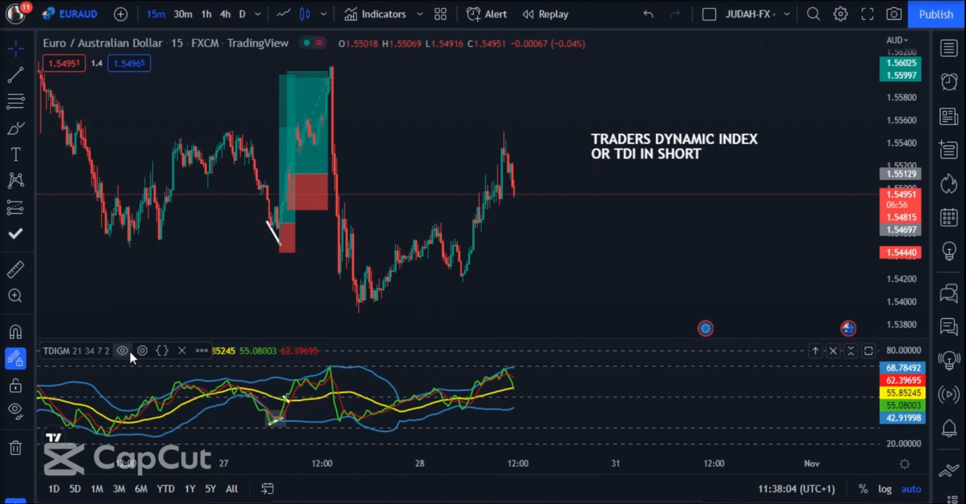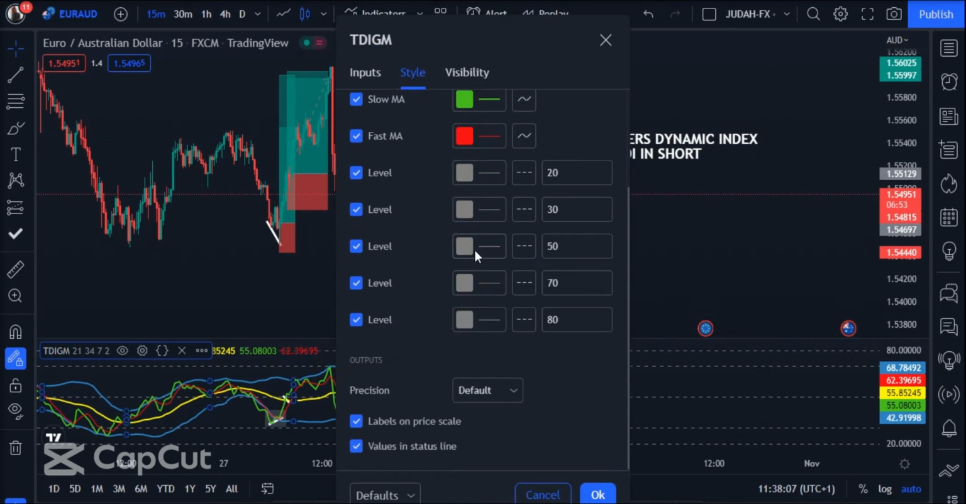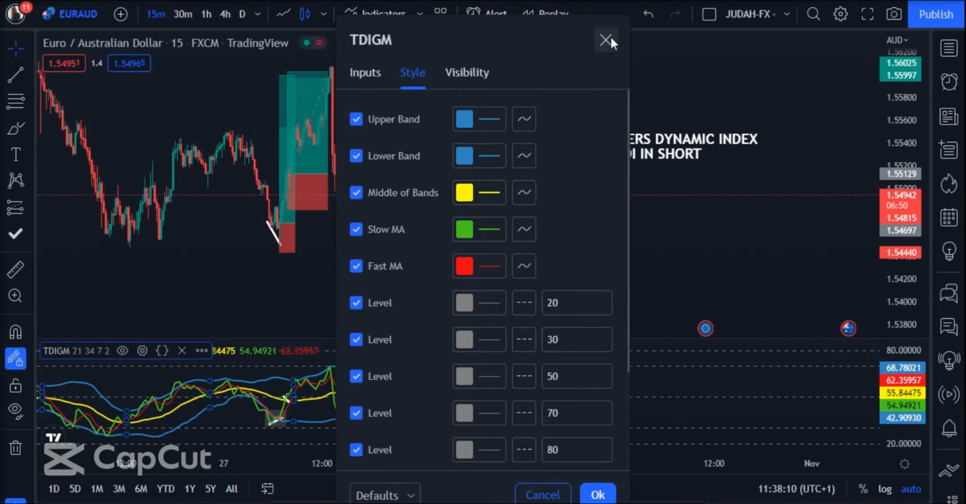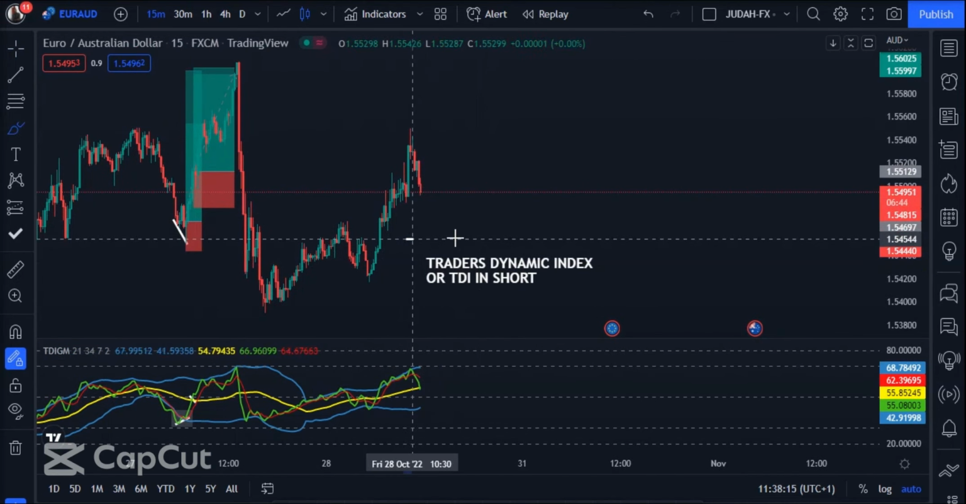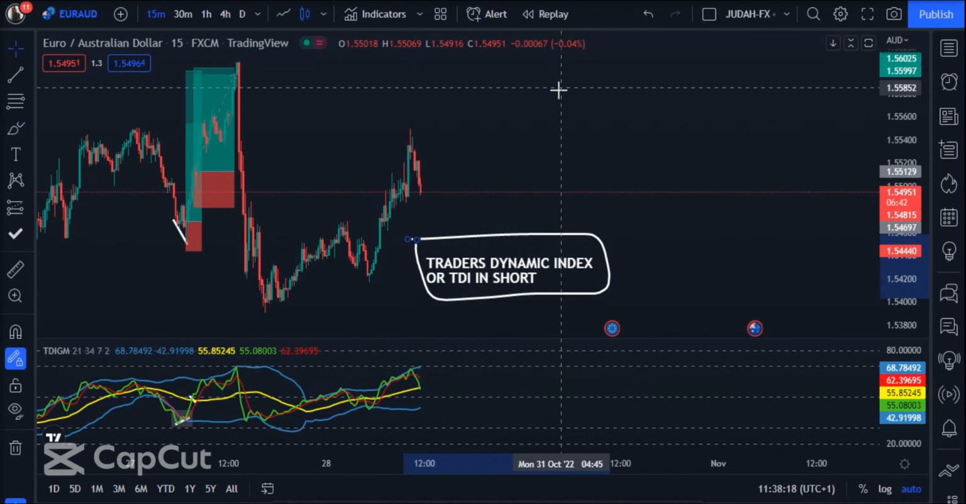You can go to the settings and change the colors however you like. These are the colors I prefer for the dark theme. So that's the name of the indicator, and that's how to use the indicator. It's like the best indicator you can use.